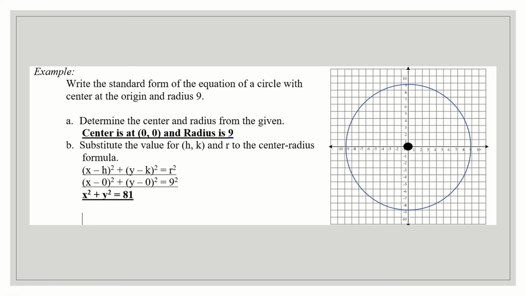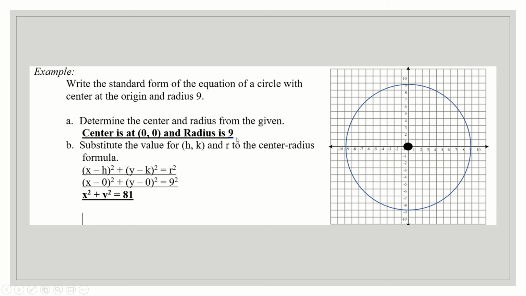Let us try to answer or understand the following given example. Write the standard form of the equation of a circle with center at the origin and radius 9. Ang origin daw ng given circle dito sa right ay nasa origin, yung center niya. At yung radius niya ay 9. Kung titingnan naman natin na ang bawat radius ay nagtatapos ng 9 units from the center. Determine the center and the radius from the given. That is the first step. Center is at 0, 0.